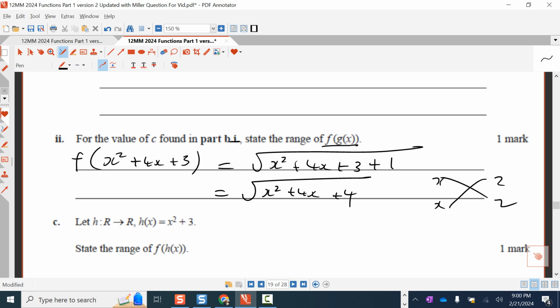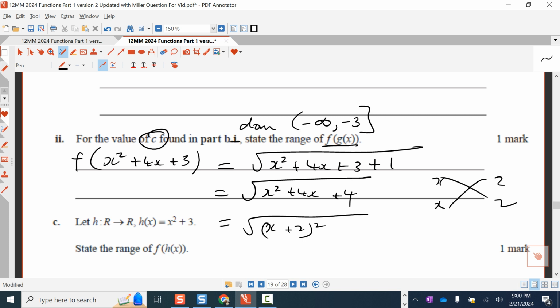X plus 2, and we've got a perfect square. Okay, so now what we've got to do is work out the range of this function here, where its domain is going to be negative infinity to negative 3, so the value of c found in part B1. So what we've got to do is recognize what this function looks like.